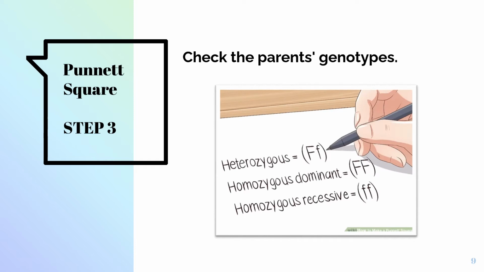For step number 3, check the parents' genotypes. So each parent has two alleles for the trait, just like every sexual organism, so their genotype will be two letters long. It could either be heterozygous, which consists of one uppercase and one lowercase. Homozygous dominant consists of two capital letters or two uppercase. And we have here homozygous recessive, which consists of two lowercase letters.